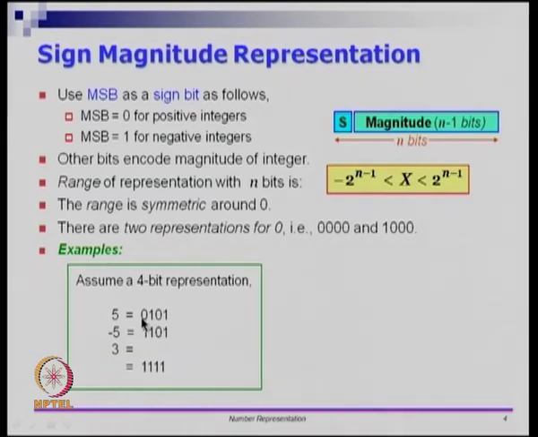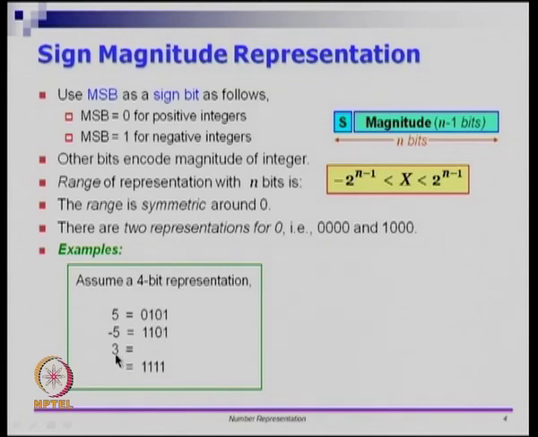So let us take a look at this. 0 is interpreted as a positive number, so the rest of the digits signify a positive integer, and the rest is 101, which stands for 5. So this is positive 5. Let us look at minus 5. For minus 5 you put a 1 followed by 5's binary representation, that is 101 itself.